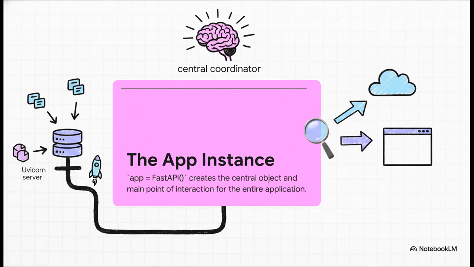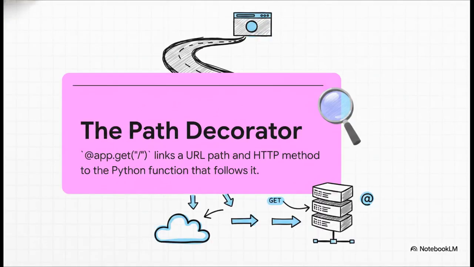Let's focus on this one crucial line, app = FastAPI(). When you write this, you are creating the very heart of your application. This little variable, app, becomes the brain of the whole operation. It's the central object that will handle all incoming web requests and manage all your API's logic. And remember that Uvicorn server we just installed? This app object is the exact thing it's going to look for to run your code. Now, what about this funky line right above our function, @app.get("/")?